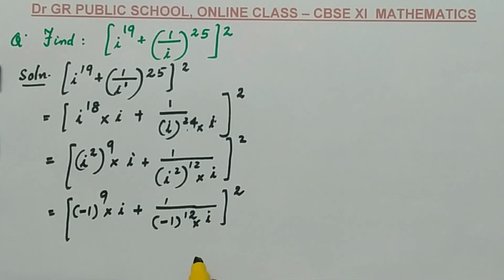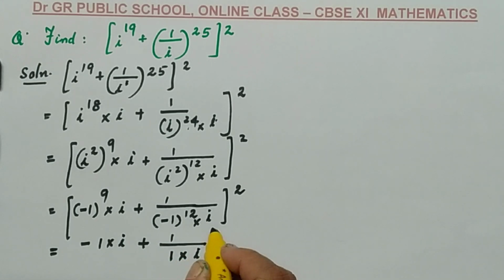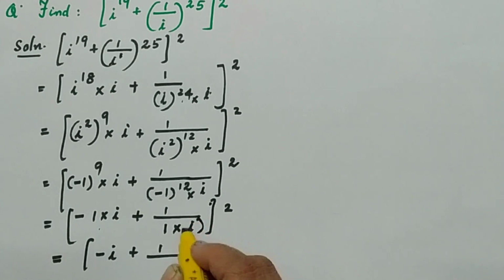by, the whole raised to 2 equals minus 1 the whole raised to an odd number is minus 1 into i, plus 1 by minus 1 the whole raised to 12 is plus 1 into i, the whole raised to 2, which is equal to minus 1 into i is minus i plus 1 by, what is 1 into i? 1 into i is i, the whole square. Now I am going to do this simplification.